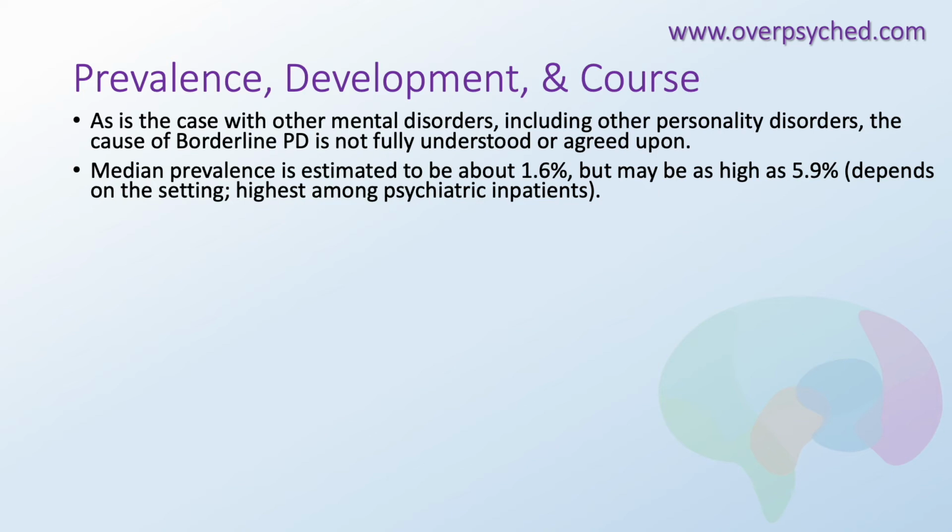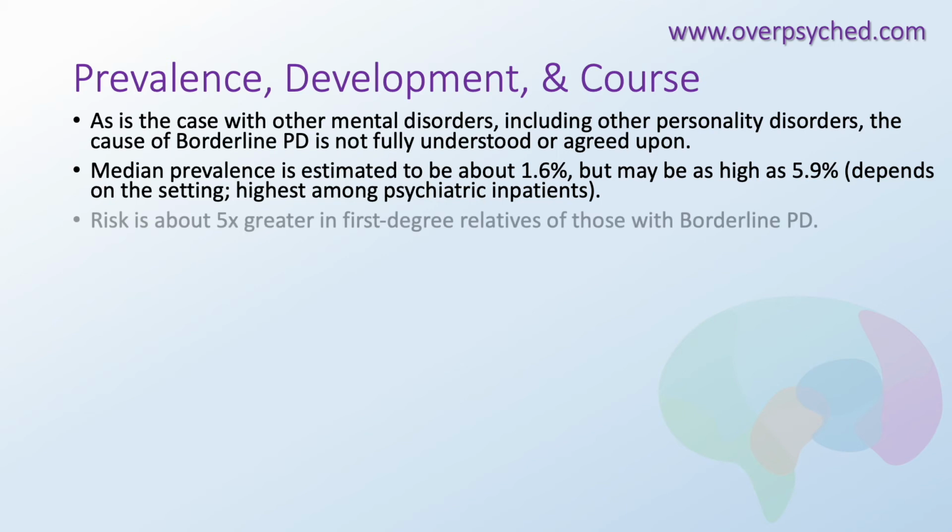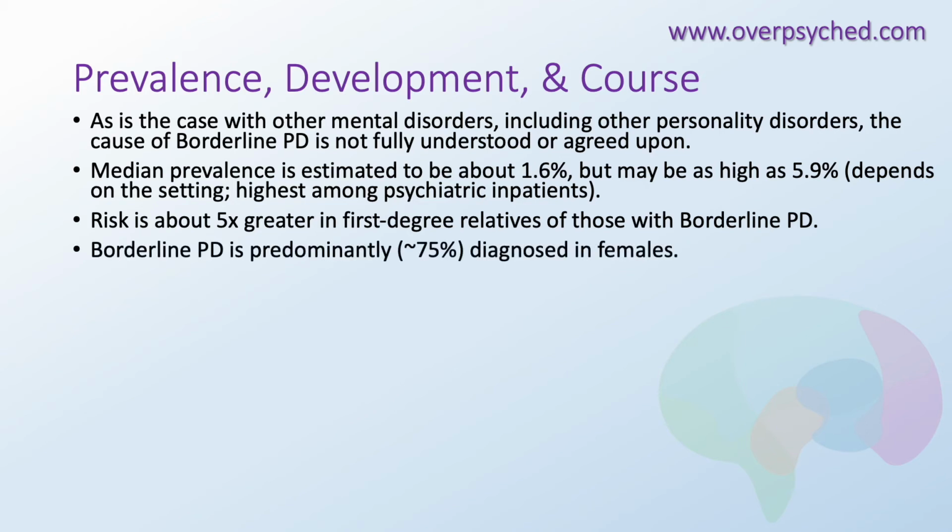The median prevalence is estimated to be about 1.6%, but it may be as high as 5.9%. It depends on the setting. The prevalence of borderline personality disorder is highest among psychiatric inpatients. The risk is about 5 times greater in first-degree relatives of those with borderline personality disorder, which suggests a genetic component to developing the disorder. Borderline personality disorder is predominantly, about 75%, diagnosed in females.